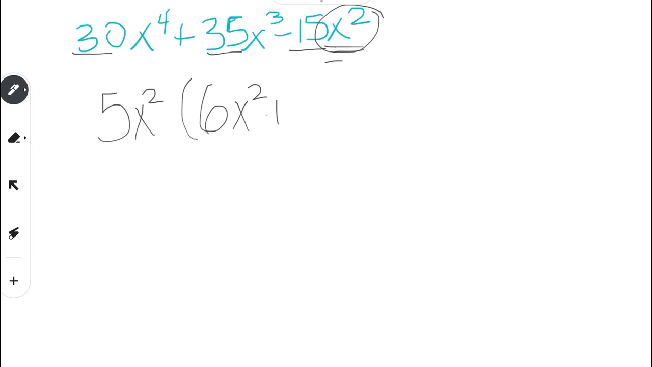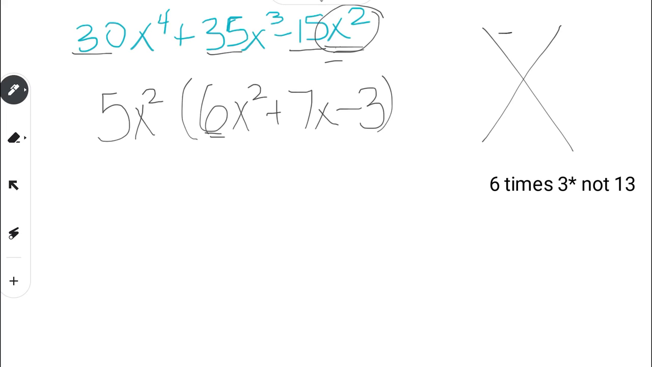5 times 7 is 35, and then x squared times x is x to the 3rd. And then this is a negative 3. Now we're going to go ahead and factor this. Because in this problem, a is not equal to 1, that's 6, I want to use the box method. And just to confirm that I'm factoring it correctly. So 6 times negative 3 is negative 18.